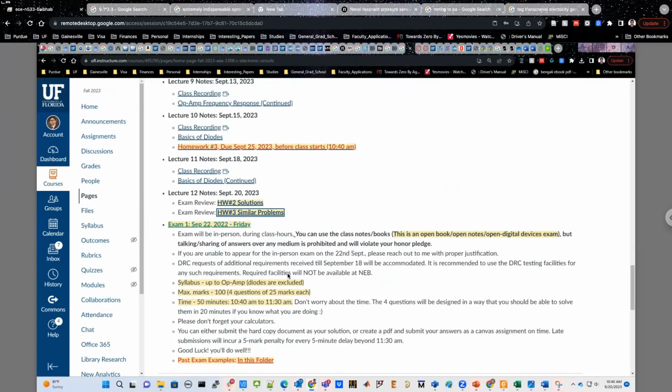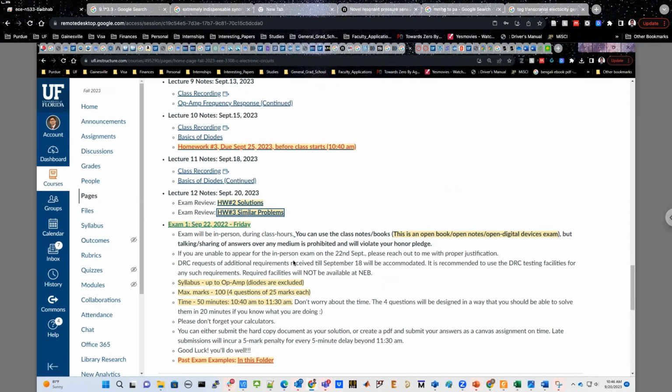But most probably all the questions will be related to whatever we have discussed in the class. So it will be related to voltage and current divisions. It will be related to ideal op amps, non-ideal op amps, and frequency response of op amps. So today's lecture will be an exam review of sorts. We'll look into different problems.